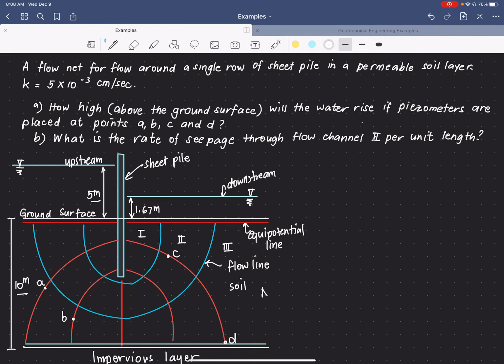The number of flow channels is denoted as N sub F. From this figure, we have 3 flow channels: this one, 2, and 3. So this is one flow channel. Let me just show it to you. This is another flow channel, the second flow channel, and we have here the third flow channel. So from here, our number of flow channels is 3.